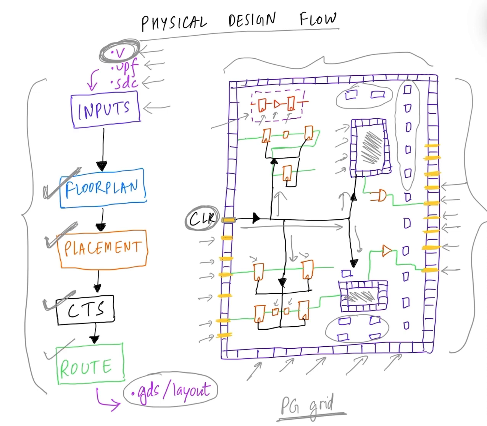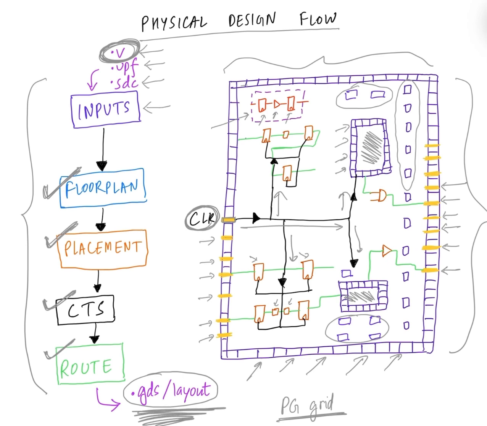The last step is route. So all the signal nets in the design, which are shown as green in this picture, will be routed using actual metal layers. The aim of the route step will be to achieve 100% routed design, which will give us our final GDS or layout.